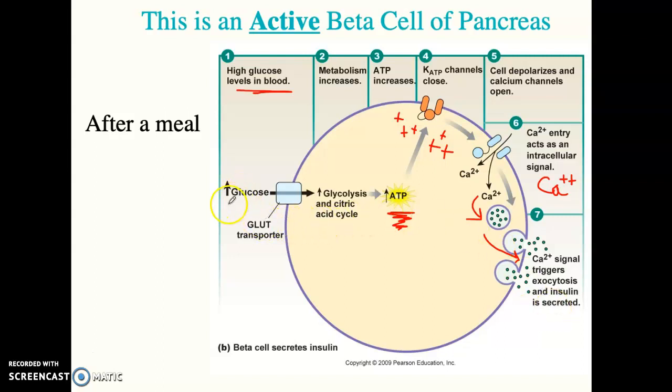We got from high glucose in the blood to a series of steps. ATP was high. What does that mean? Potassium channel closes. What does that mean? I've got a lot of ions. What does that mean? It opens the calcium channel. Why do I care? The calcium channel now is going to allow the exocytosis of insulin. That is an active beta cell of the pancreas. So it's going to be triggered always by these levels of glucose in the blood.